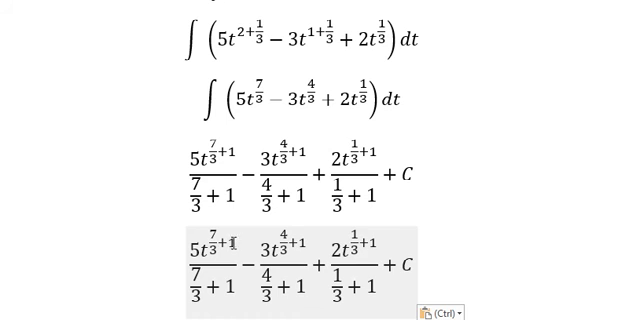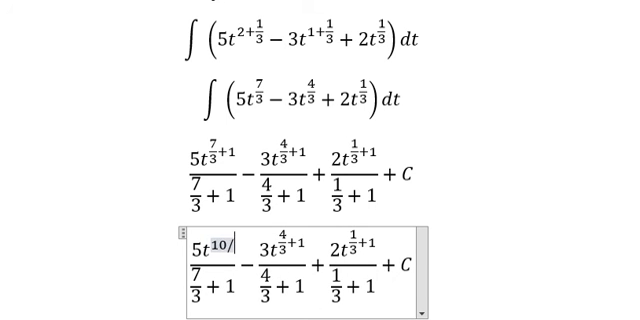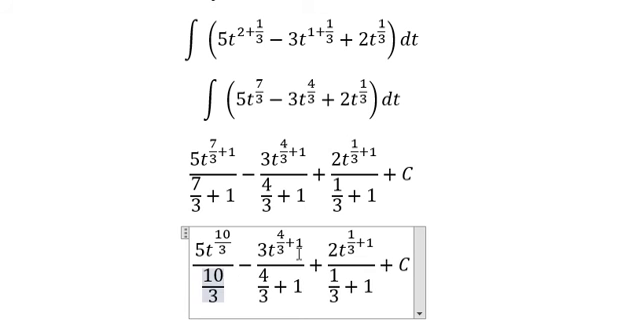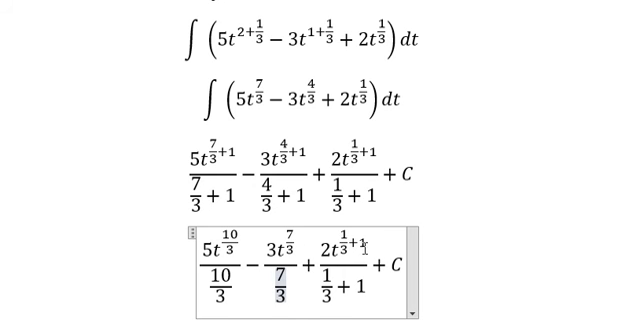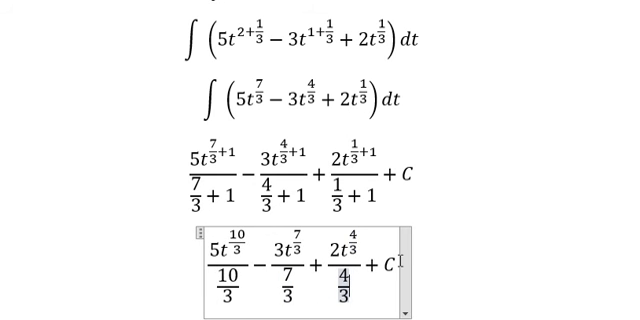So this one we will get 10 over 3. This one you get 10 over 3. This one we get 7 over 3. This one we get 7 over 3. This one we get 4 over 3. This one we get 4 over 3.